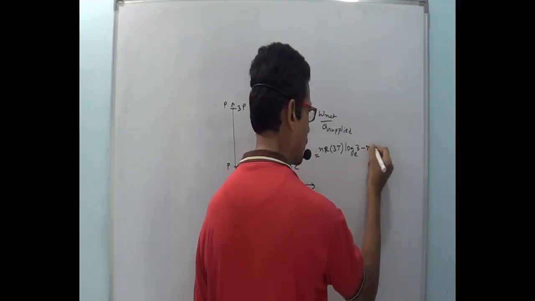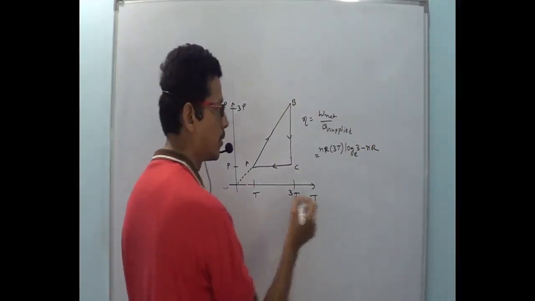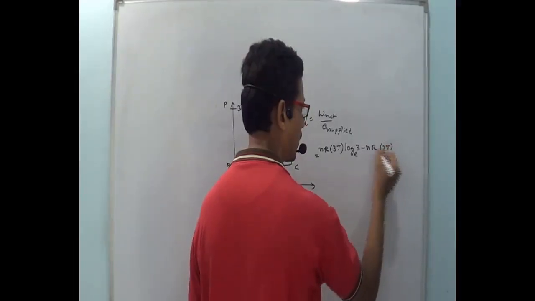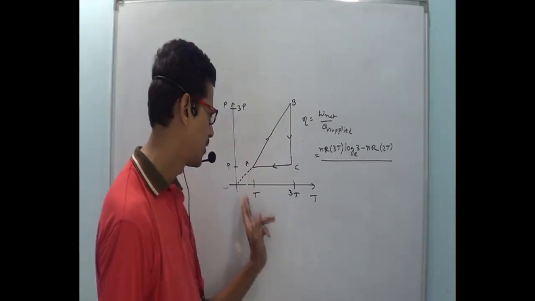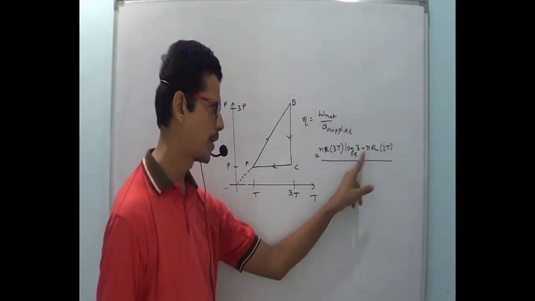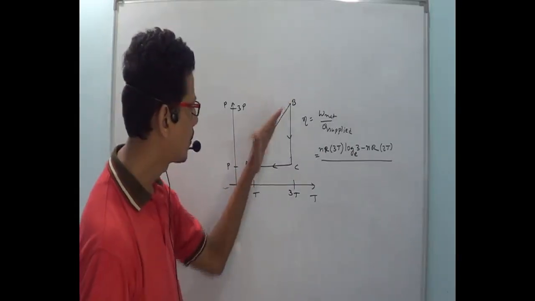I will get minus because nR dt means T minus 3T. 2T minus 2T will come; here already I have taken the minus. Okay? nR dt, final minus initial. That's why I am getting the minus sign. And what is the heat supplied? Here some heat is supplied.